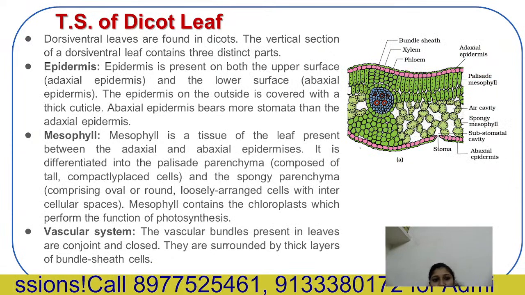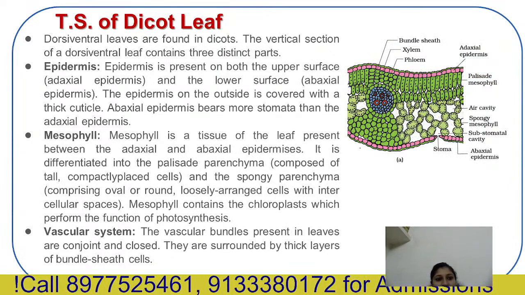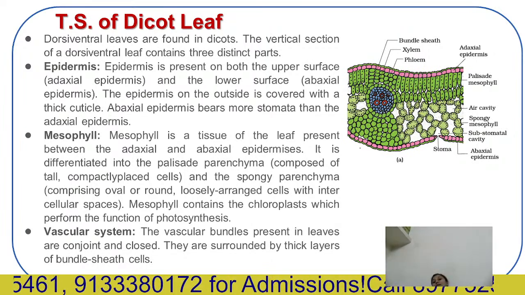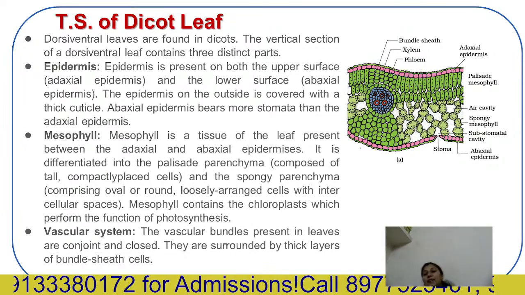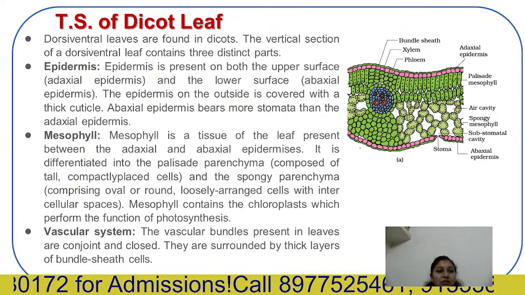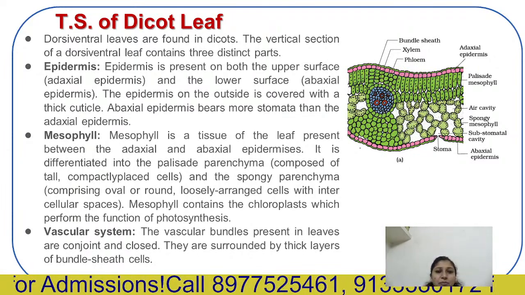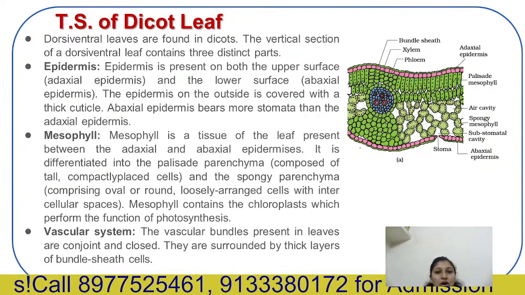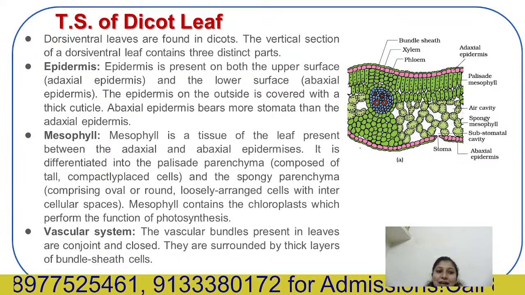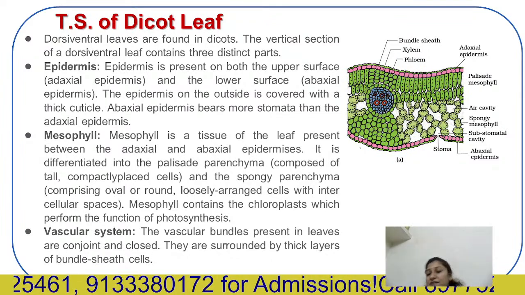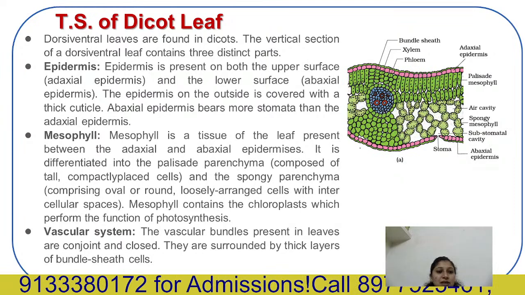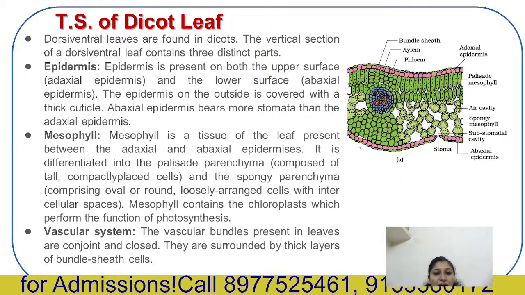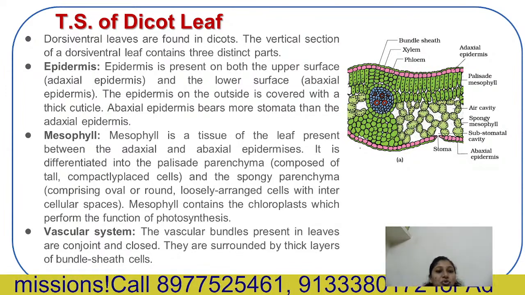Dicot leaf, or you can say dorsiventral leaf. So dorsiventral leaf is found in case of dicotyledon plants, in which there are two surfaces, two epidermal surfaces, upper epidermal and lower epidermal. So upper surface is known as adaxial epidermis, lower surface is known as abaxial epidermis. So epidermis on the outside is covered with thick cuticle.